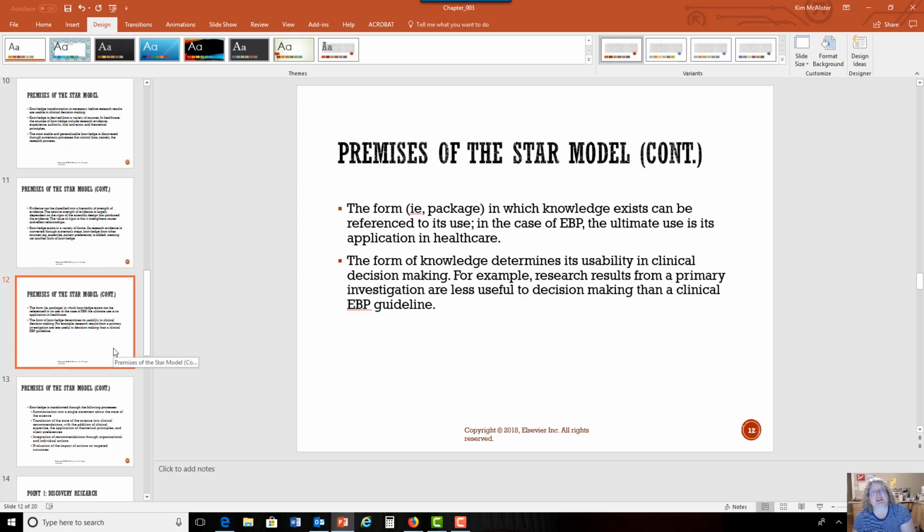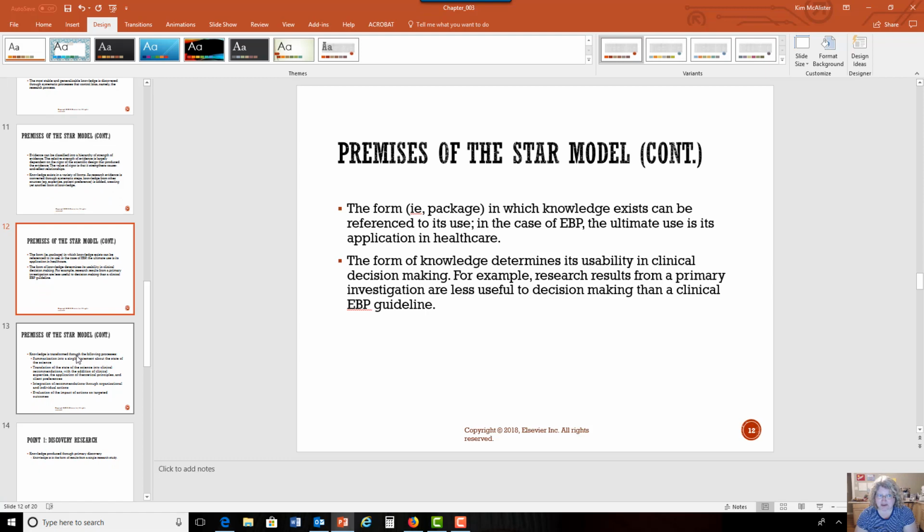So the ultimate use of evidence-based practice is going to be to apply to healthcare, to improve outcomes, to improve lives. And so the form of knowledge depends on how usable it is. If it's just a primary study, if it's something that's only been done once, it's the very first time, would you be as willing to take those recommendations into practice as you would something that has been repeated and found that it's solid not only in this one instance but in more? And I think you know the answer to that.